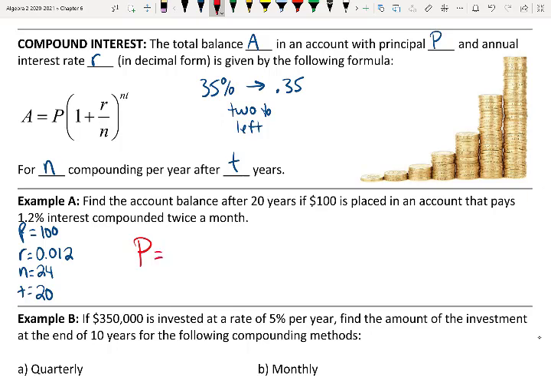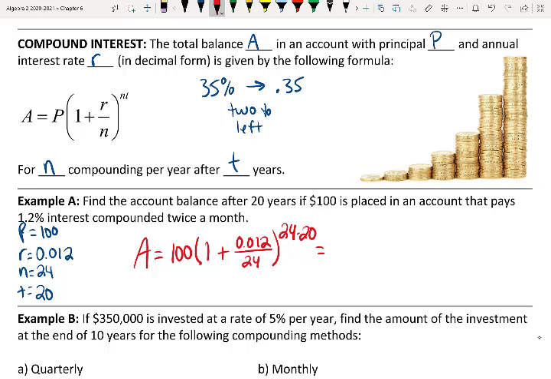So as we go ahead and put in our different values into our equation, the amount in the account is equal to 100 times (1 plus 0.012 over 24) to the 24 times 20th power. Now with this, you can use your calculator and just plug this in directly. You're just going to need to make sure you use enough parentheses, because we have to make sure we're following order of operations, with our exponents happening first, and then simplifying what's inside our parentheses, followed by multiplication, dividing, adding, and subtracting.